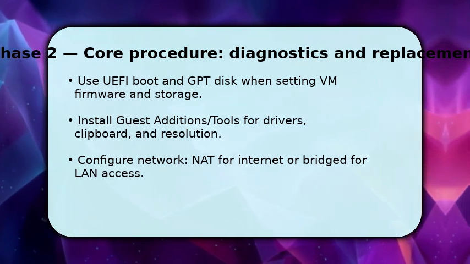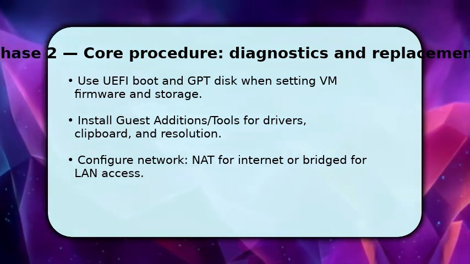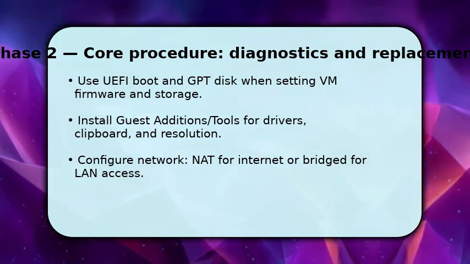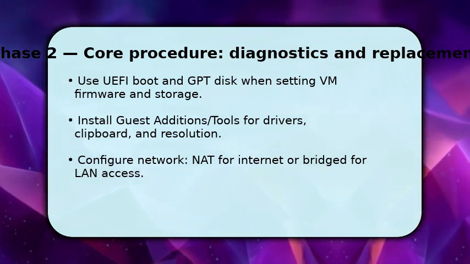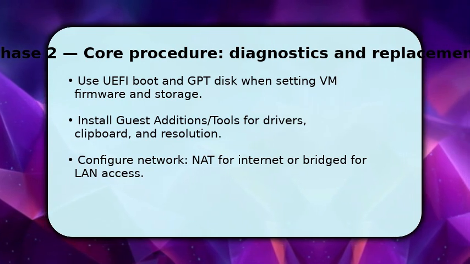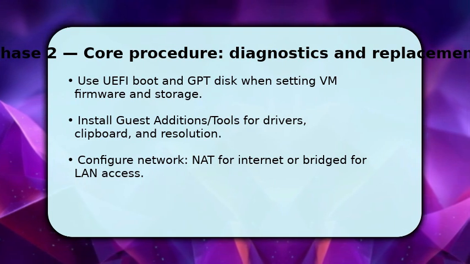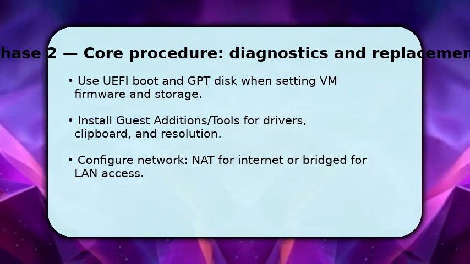Once the OS installs, make sure to install guest editions or VMware tools for proper drivers, shared clipboard, and dynamic screen resolution. That solves keyboard and mouse quirks. Then configure the VM's network. NAT gives internet with isolation. Bridged attaches the VM to your LAN. Finally, adjust display scale and virtual hardware to match your workflow for smoother operation.